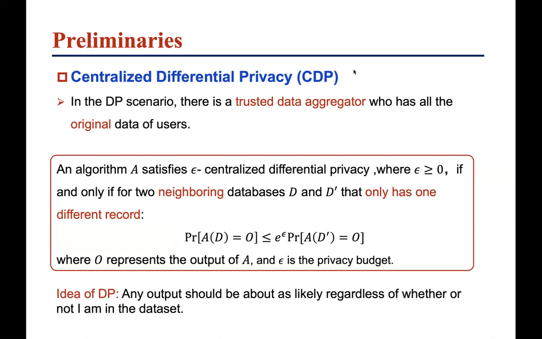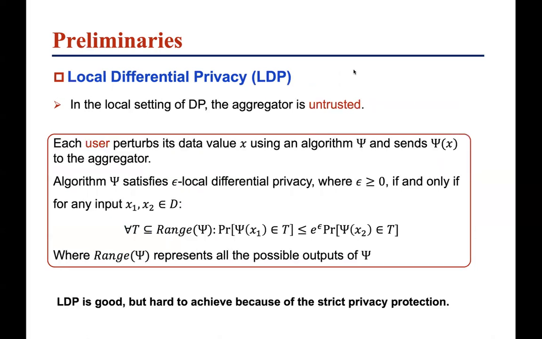Centralized differential privacy has been extensively studied for several years, which assumes that there is a trusted data aggregator which has all the original data. However, in many situations, the data aggregator cannot be trusted. So, in recent years, local differential privacy has been studied. Local differential privacy assumes that the aggregator is also untrusted, which is a very strict privacy model since no one except the data creator has access to the raw data. So LDP is good, but it is hard to achieve a good balance between privacy and data utility.